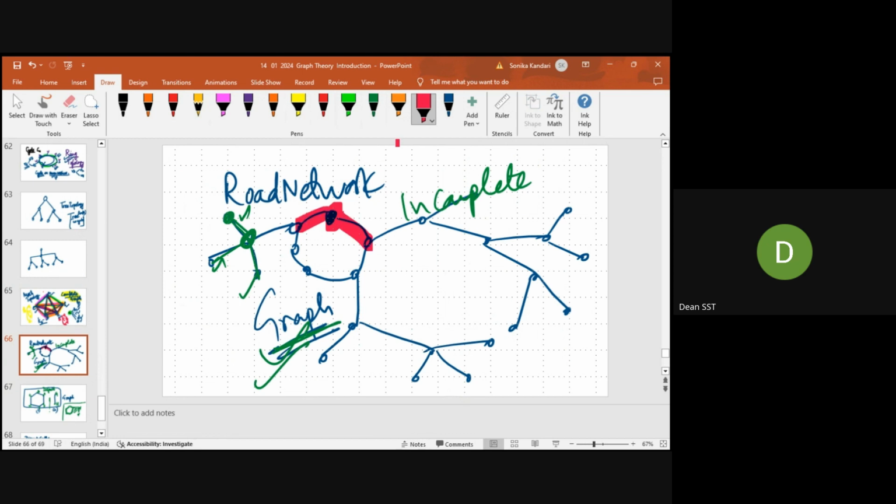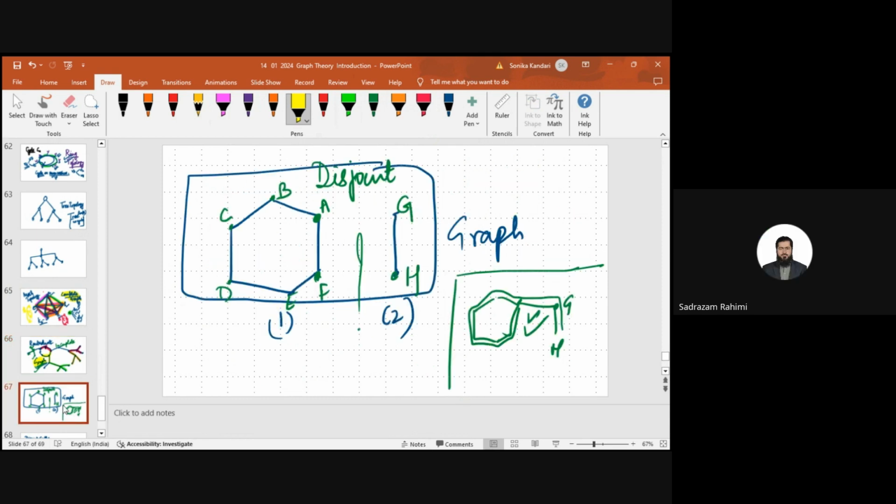No other node. This is adjacent to only these three. That's it. This one is adjacent to only these three. Is it clear? This is adjacent to only these three, these four. Clear? Yes, ma'am. So it is an incomplete graph, but again it is a graph. Is it clear, class? Yes, ma'am.